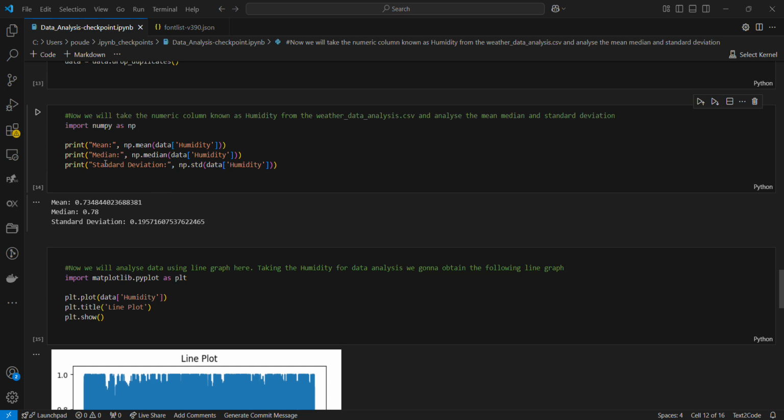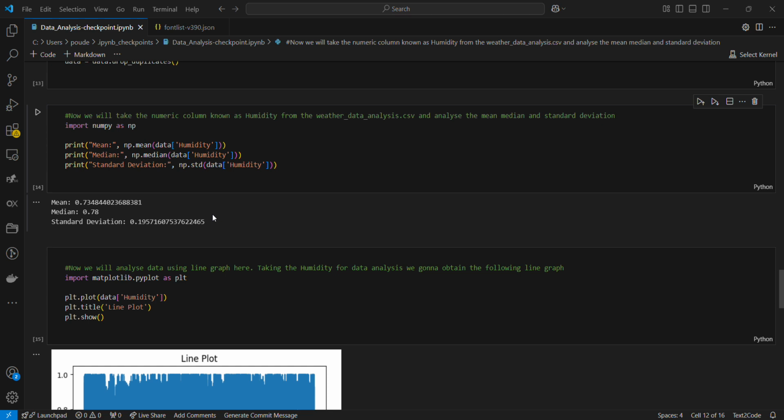Standard deviation. The standard deviation is approximately 0.196, that is 19.6%. This measure tells us about the spread or variability of the humidity values around the mean. A lower standard deviation would indicate that most humidity values are close to the mean, while a higher value shows more variability. In summary, the average humidity is about 73.5% with a slightly higher median of 78%, suggesting a slight skew in the data. The standard deviation of 19.6% shows moderate variability in the humidity level across the dataset.